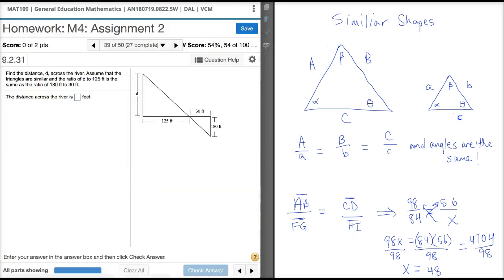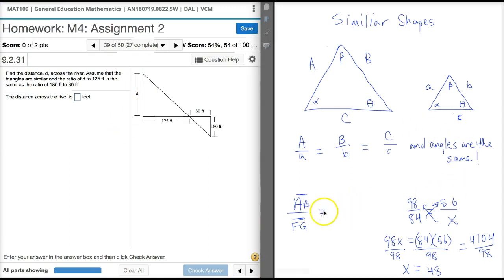So for number 39, we see here that we need to find this distance D. And of course, what this is saying is, hey, we need to find this distance across the river. And we assume that the triangles here for this situation are similar. So we know that this side here and this side are proportional to each other. So that means that this side and this side will also be proportional to one another.